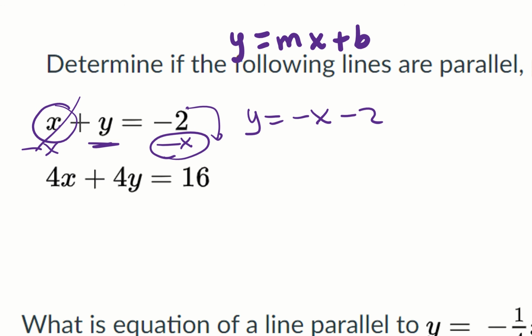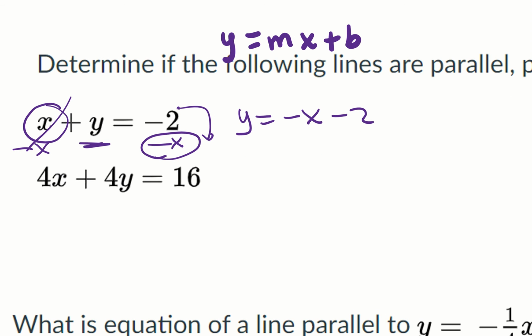All right, so there you go. y equals negative x minus 2. So the slope here is an invisible negative 1. So that's my slope.